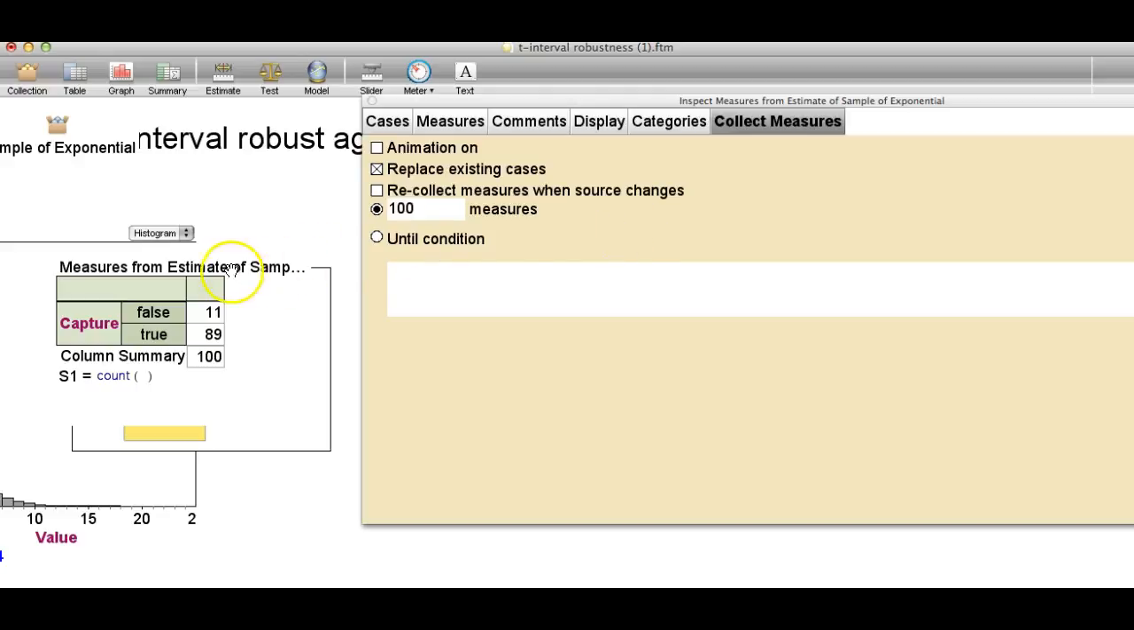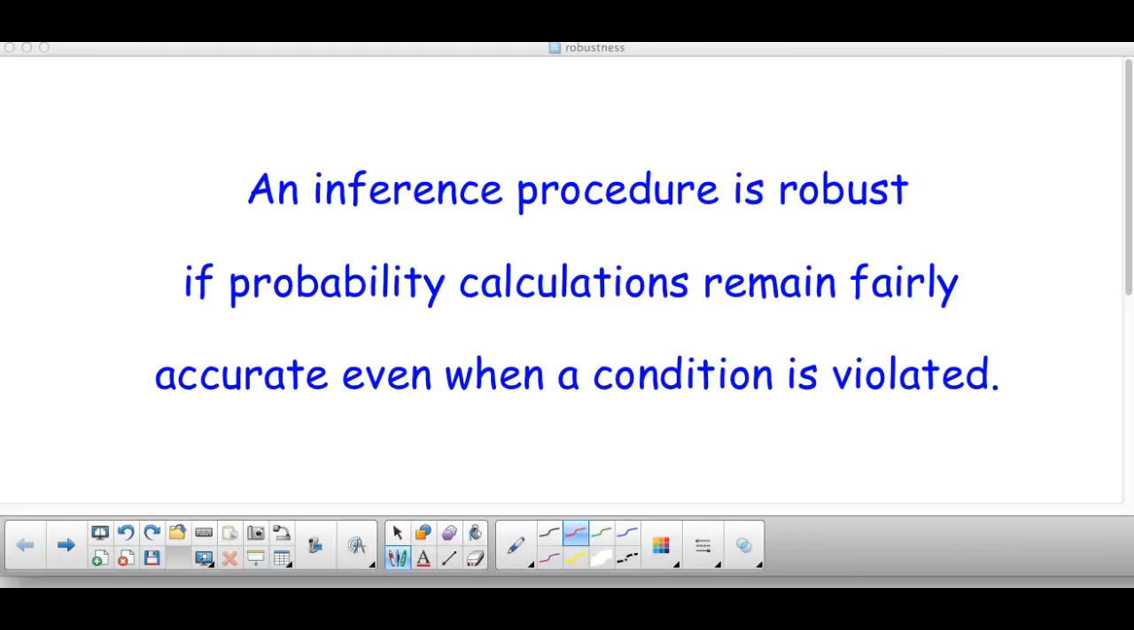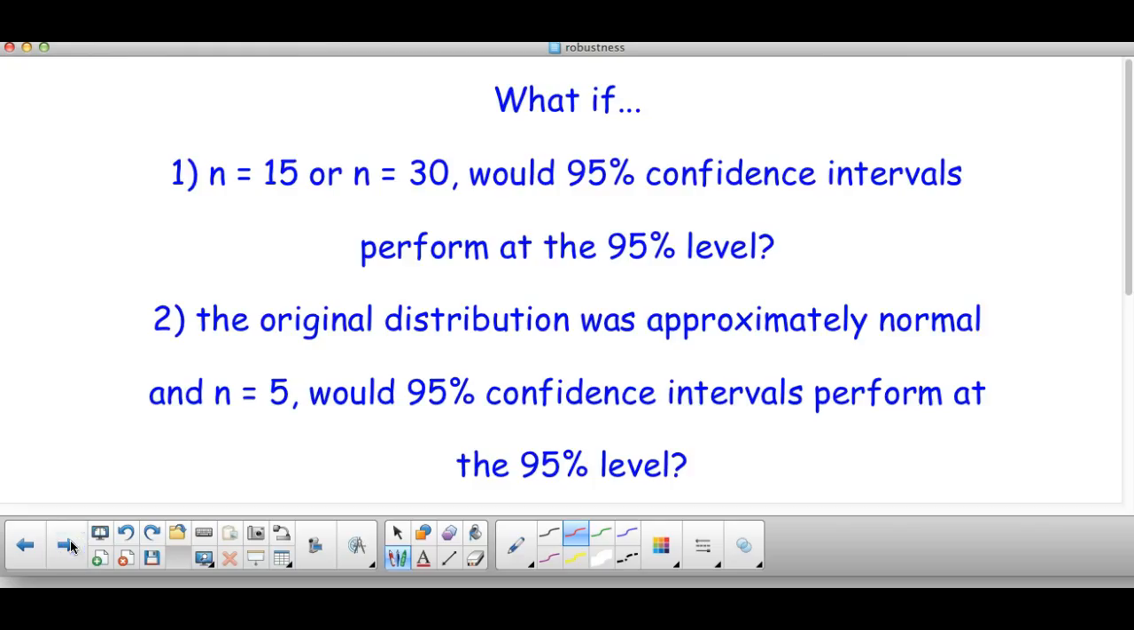And the reason for this not performing well is because our original distribution was highly skewed and our sample size was only a sample of size 5. So here's some questions I'd like you to think about. What if our sample size was 15 or 30? Would 95% confidence intervals perform at the 95% level for that same distribution? Or what if the original distribution was approximately normal and n was 5? Would 95% confidence intervals perform at the 95% level?